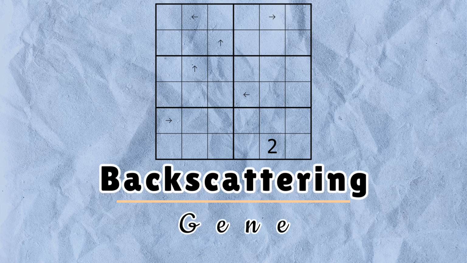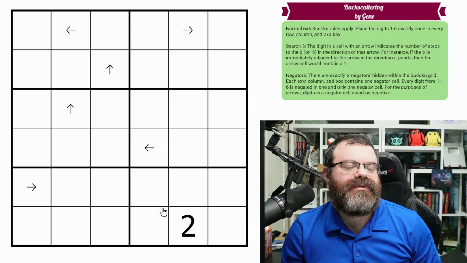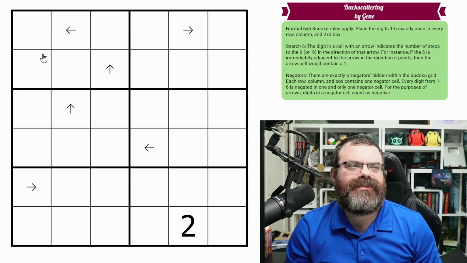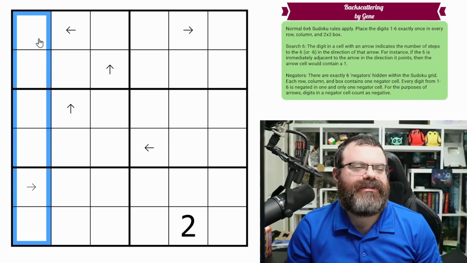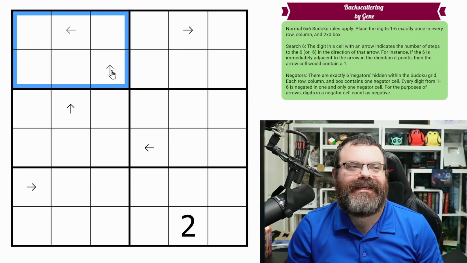Hello, let's continue our Sudoku adventure with Backscattering by Gene. Let's go over the rules. We have normal 6x6 Sudoku rules, so in each row, each column, and each 2x3 box, we are placing the digits 1 to 6 exactly once each.